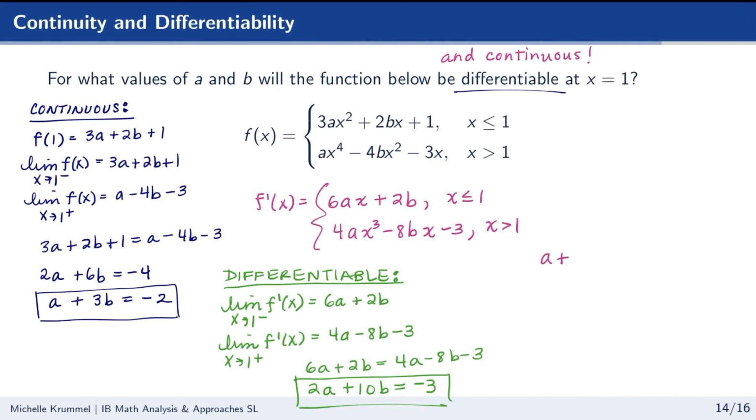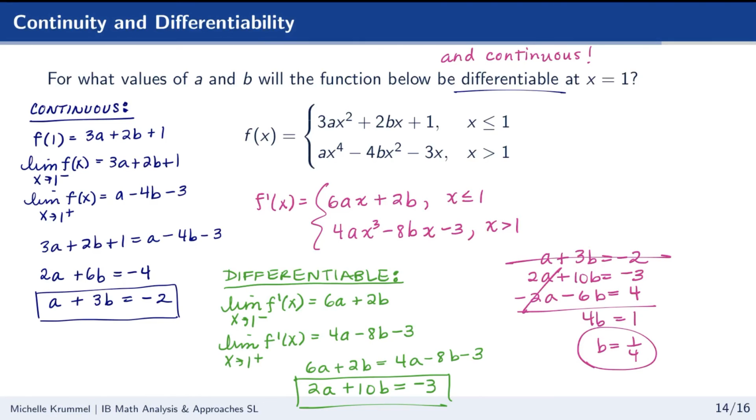That's my second equation in my system of equations. Okay, so a plus 3b equals negative 2, and 2a plus 10b equals negative 3. So you can decide if you want to do this using substitution, if you want to do it by elimination. I'm going to do elimination. I'm going to multiply the top equation by negative 2. So negative 2a minus 6b equals positive 4. I multiplied the top equation by negative 2, and then I'm going to add these together. So that cancels out, and I get 4b equals 1, b equals 1/4.